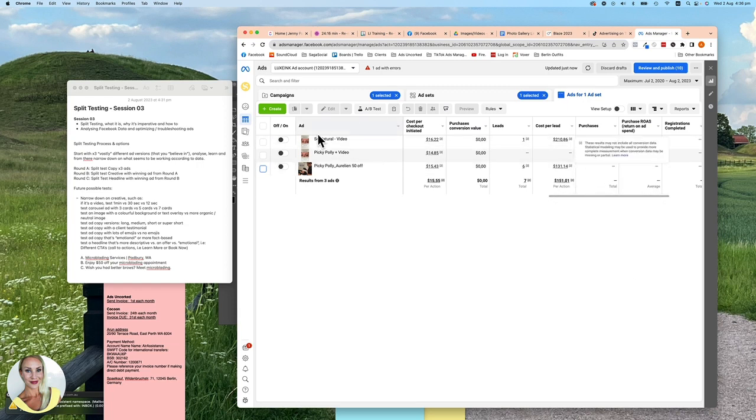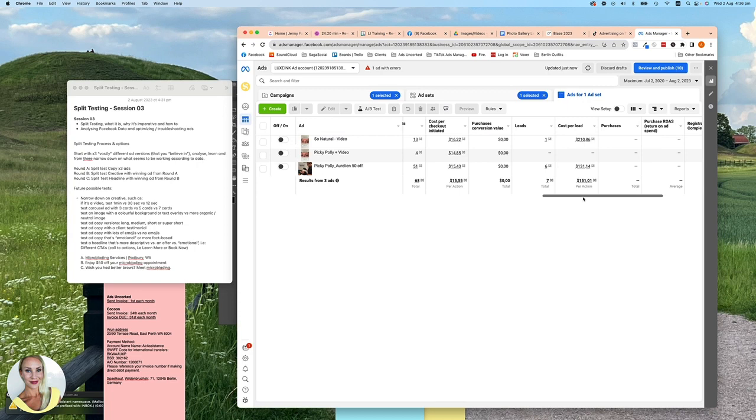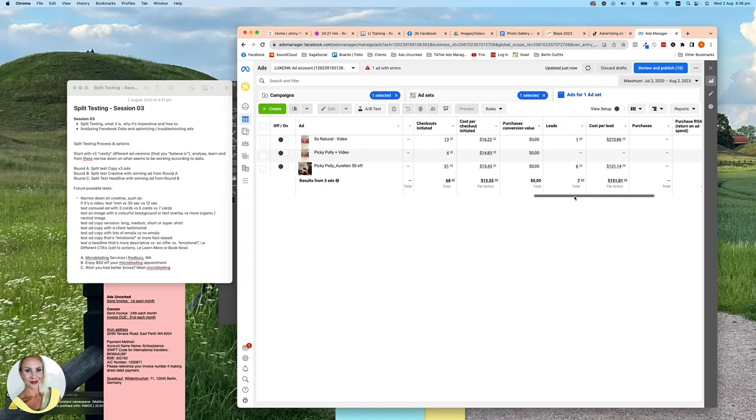So that is the whole purpose, the whole idea behind split testing: learning and finding out what works, and getting better results for your ad account and for your business.